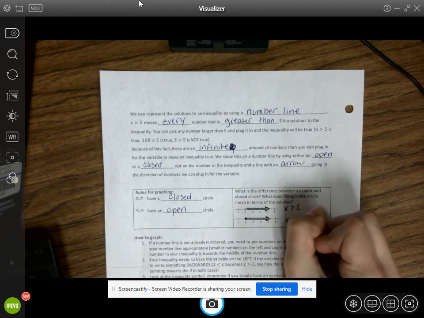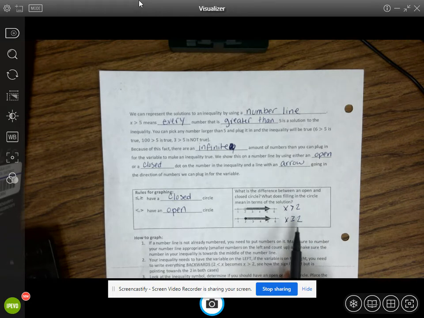Whereas the one below is x is greater than or equal to 2. So 4 still works, and 6 still works, and 2.4 still works, but now 2 also works because 2 is greater than or equal to 2. So that's the difference. An open circle means this number will not actually work, whereas a closed circle means this number can be plugged in for your variable and work.